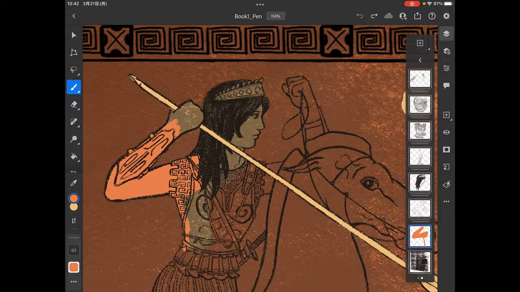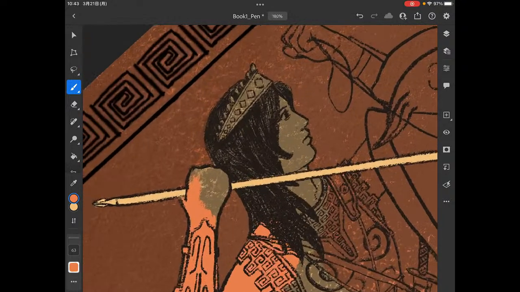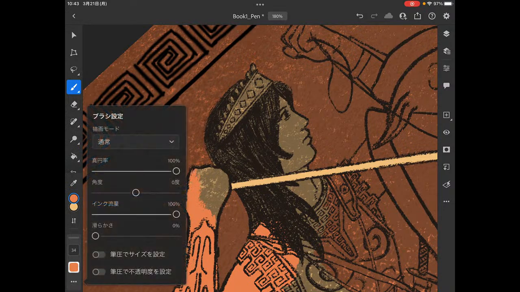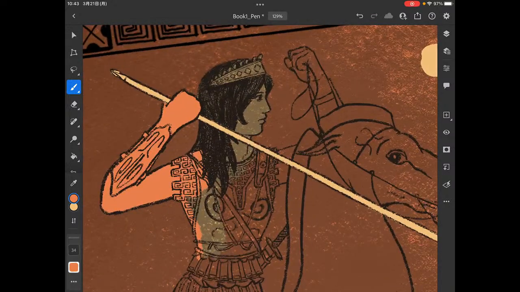What we have here is the Penthesilea line work is done. Now we want to sort of work just adding her inside fill layer or whatever it is. So let's do that.